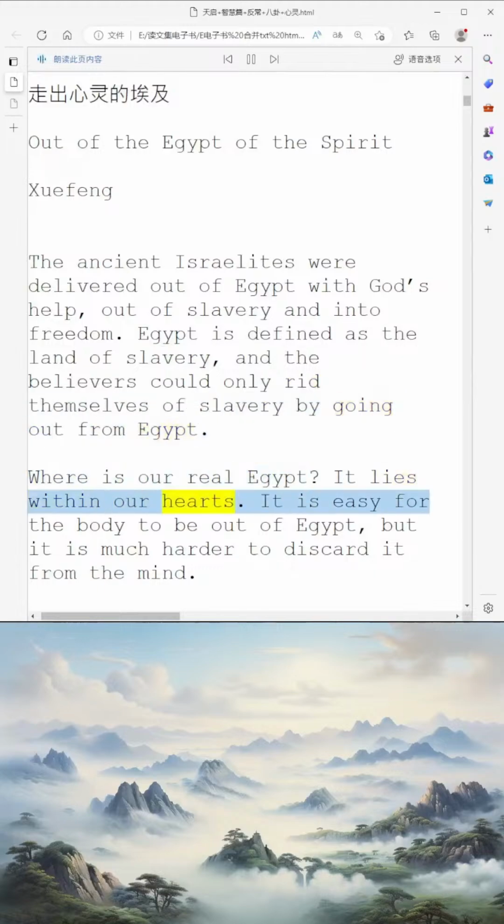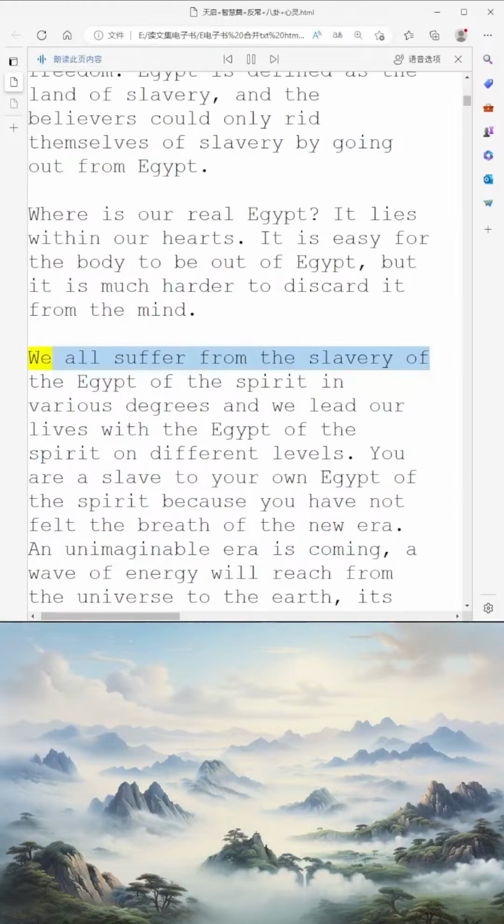It lies within our hearts. It is easy for the body to be out of Egypt, but it is much harder to discard it from the mind. We all suffer from the slavery of the Egypt of the Spirit in various degrees, and we lead our lives with the Egypt of the Spirit on different levels. You are a slave to your own Egypt of the Spirit because you have not felt the breath of the new era. An unimaginable era is coming.